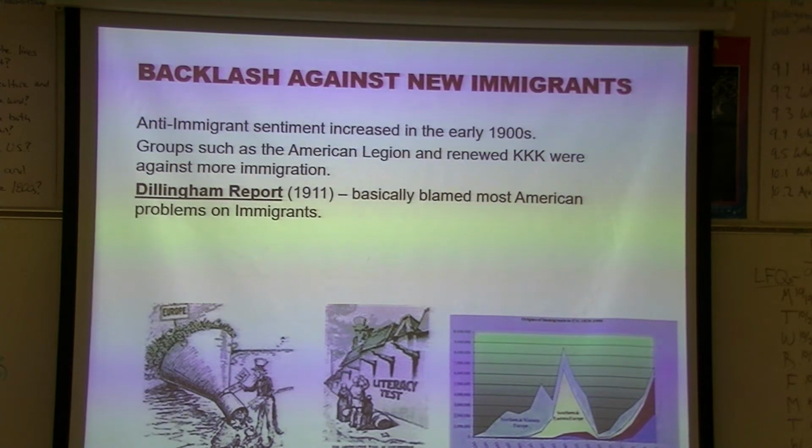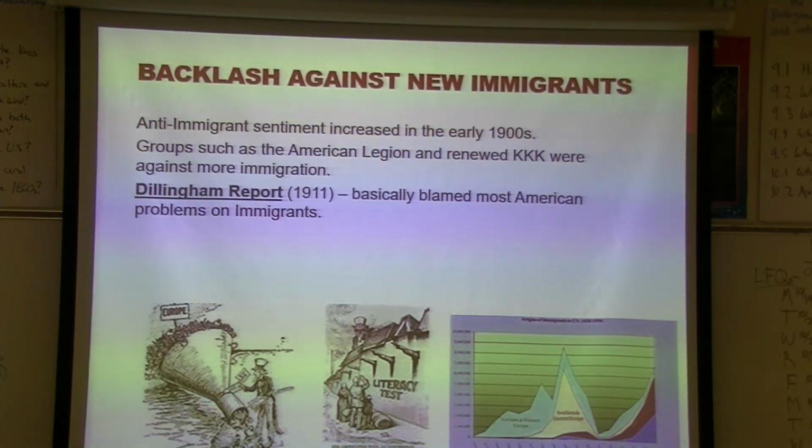Now, this is one section in the notes, but this is actually one that's important for some things that happen later on. The Senate will investigate all the problems in the United States, and this Dillingham report in 1911 will pretty much blame everything on immigrants. Why do we have more crime? Oh, this is because of immigrants. Why are there too many poor people? It's immigrants. Why do we have too much alcoholism? It's immigrants. So it was blaming all of our problems on the immigrants.